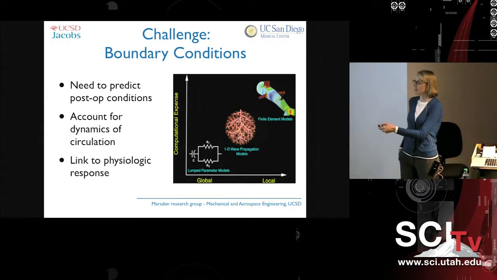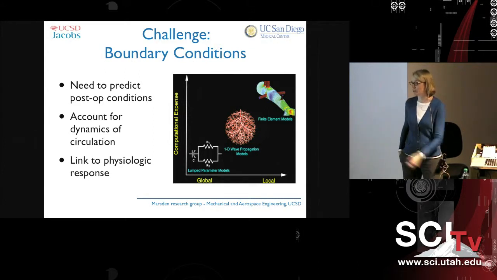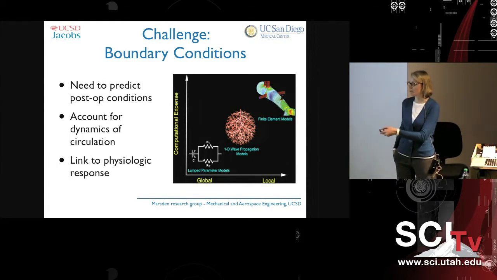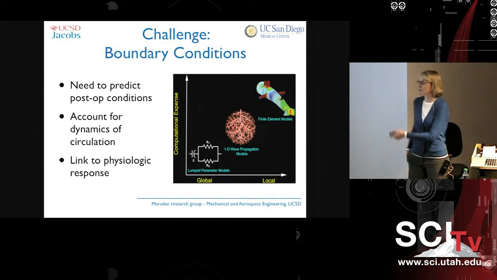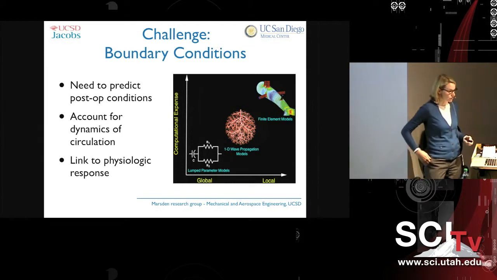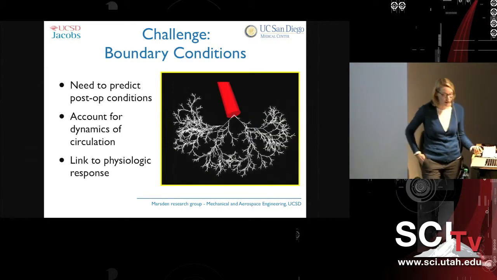I'm showing here the range of different modeling methods we can employ, going from lumped parameter models that are circuit analogy models to 1D wave propagation models to 3D finite element models. And so one of the things that we're interested in doing is taking a 3D model like this and then using some of these lower order models as boundary conditions. So I'm going to go over how we do that.